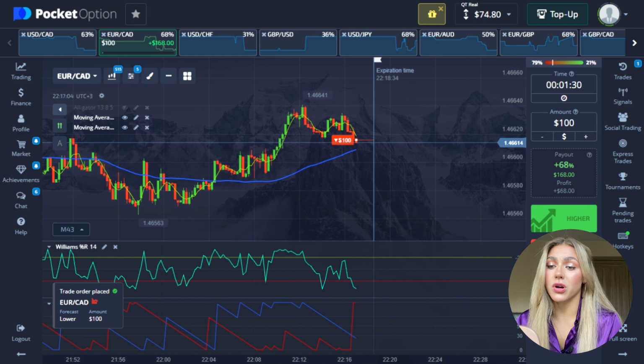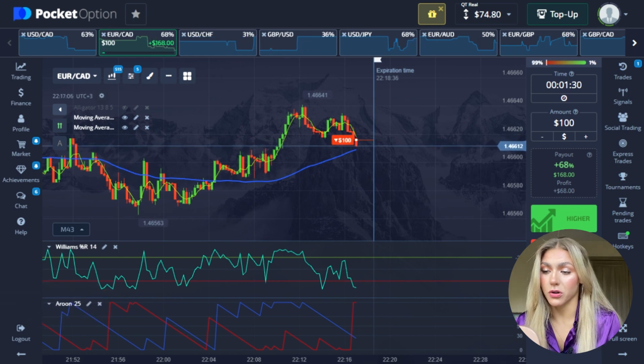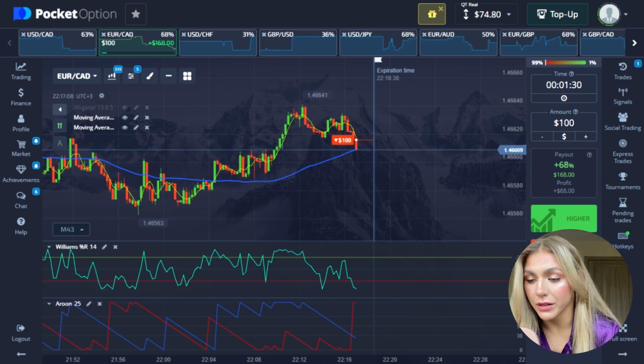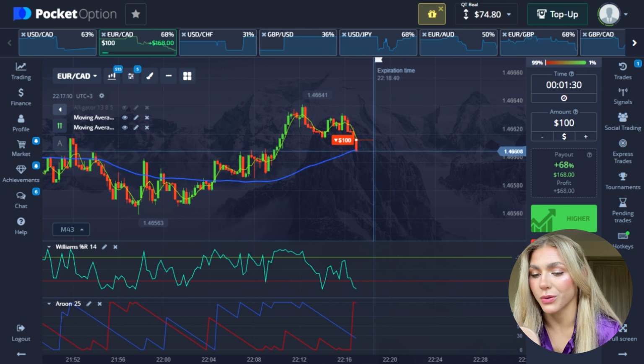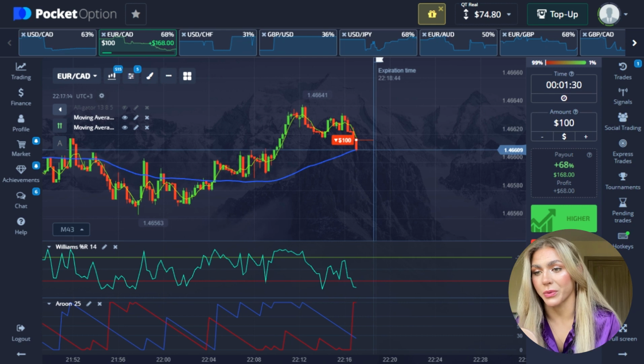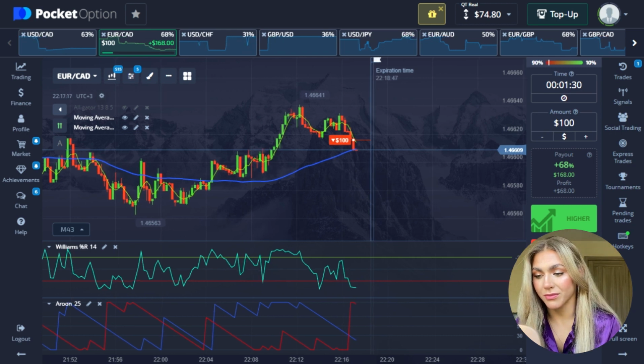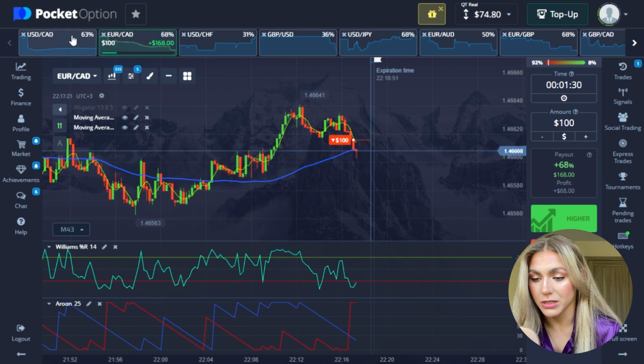I've kicked off a drop option with the euro/Canadian dollar pair. My indicators are making a racket saying it's high time to roll. Williams is limbo dancing. Aroon's red line is hugging the runway. And we'll chat about indicators later.